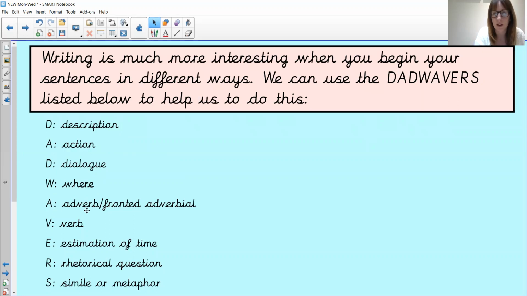A, an adverb or a fronted adverbial. V, start with a verb. E, estimation of time, so one of those time words. R, a rhetorical question. And S, a simile or a metaphor. Okay, so we mentioned yesterday that a simile is when you compare something to something else. So something is like something else. And a metaphor is when you say something is something.